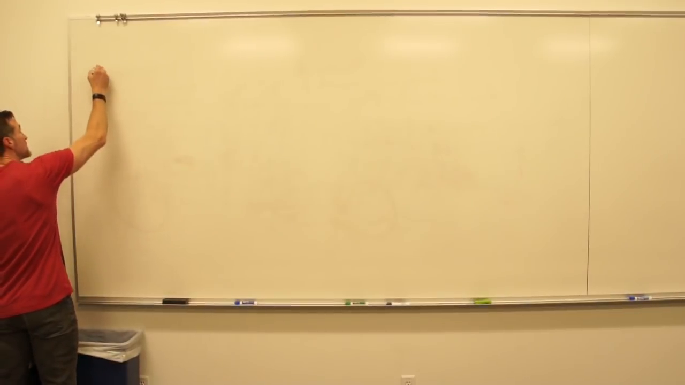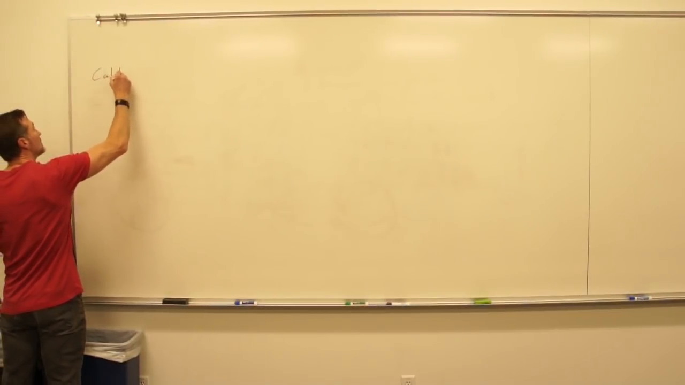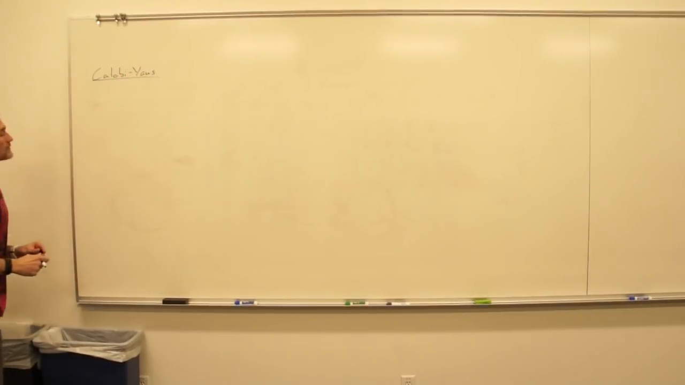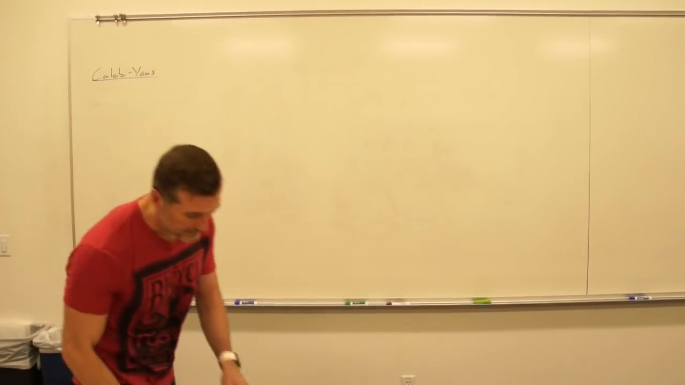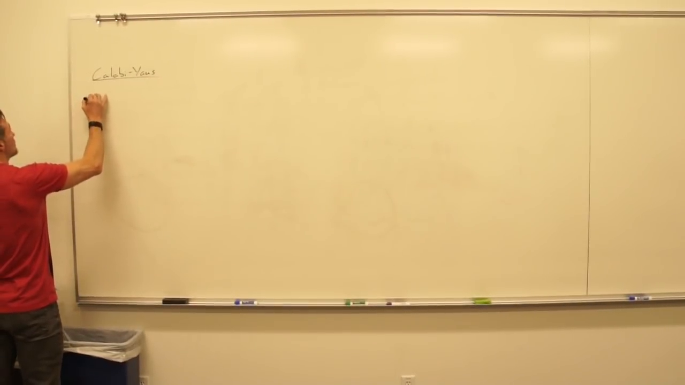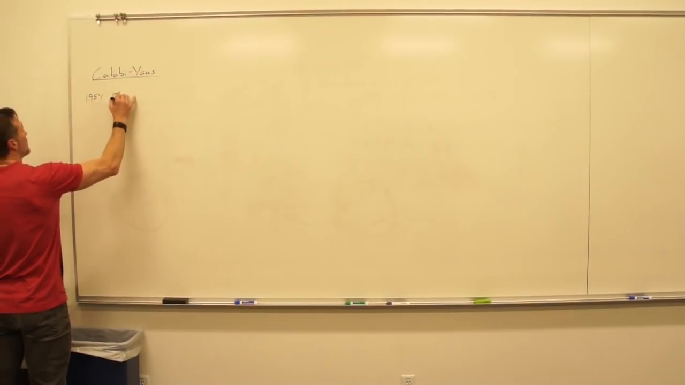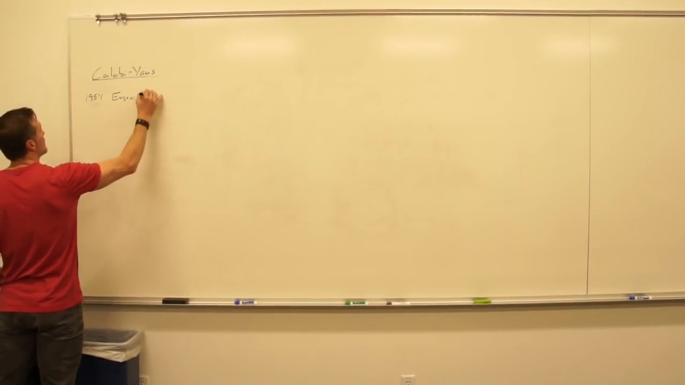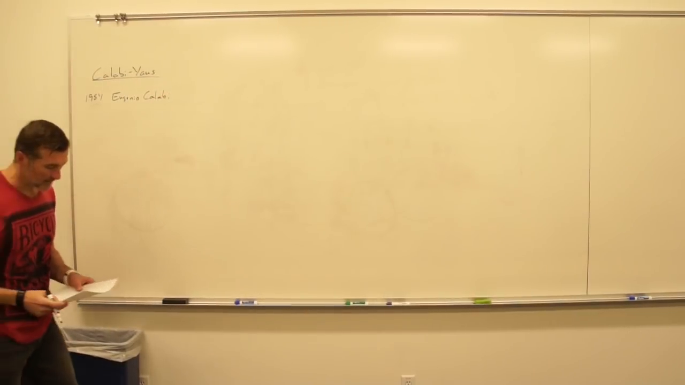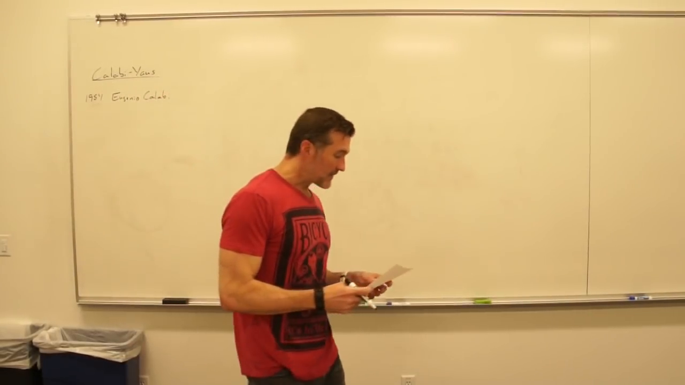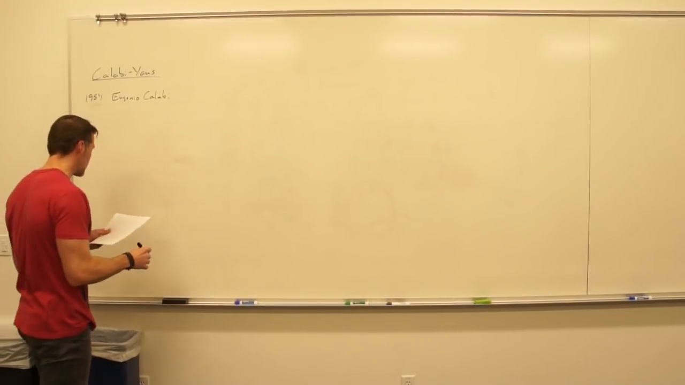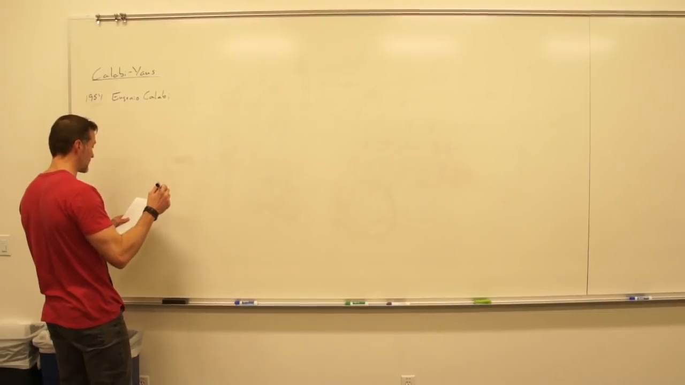Which is Calabi-Yaus. Okay, so in 1954, a guy named Eugenio Calabi, an Italian mathematician, made the following proposal. He actually made a slightly more general proposal, but I'm going to lay out what's really relevant for the physics application.